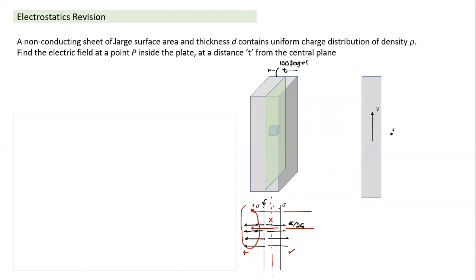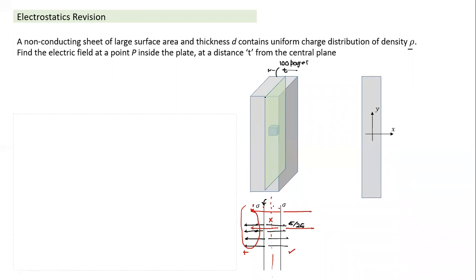A non-conducting sheet of large surface area. Why non-conducting? Had it been a conductor, the charge would have gone to the surface. Only in a non-conductor can we have any kind of charge distribution. The thickness is d, and the uniform charge density is rho. So over the entire volume, this is the charge per unit volume. Find the electric field at a point inside the plate at a distance t from the central plane.